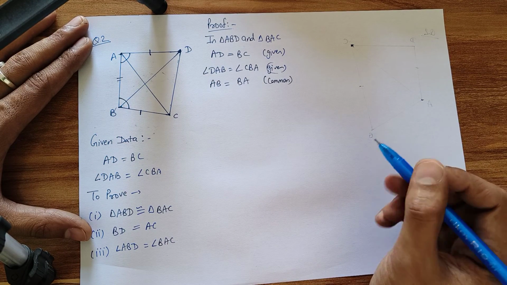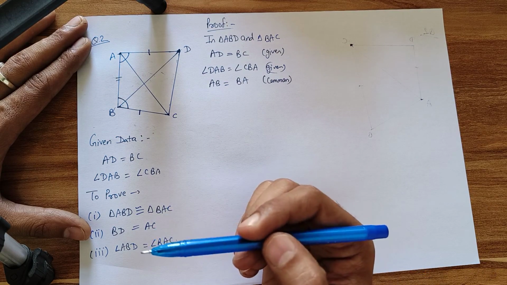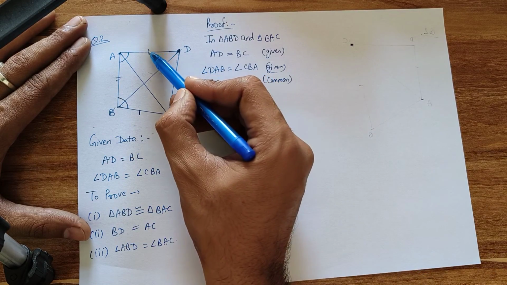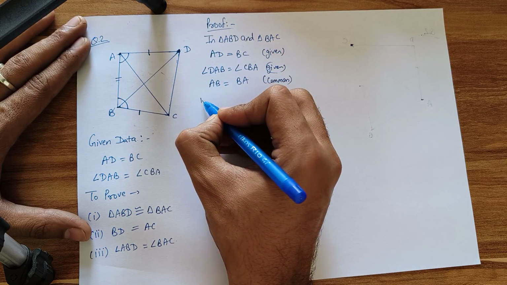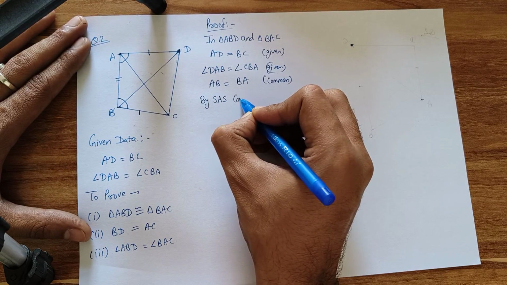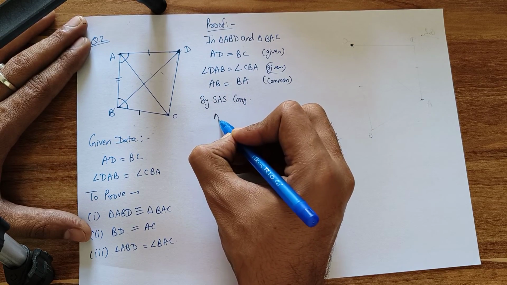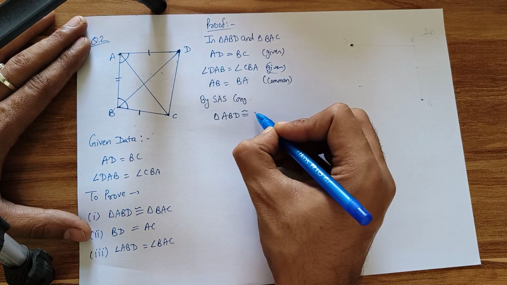Now we can apply congruency. We got three relations and we can write the name of the congruency. It is one angle between two sides, so the name of the congruency is SAS congruency. So by SAS congruency, triangle ABD is congruent to triangle BAC.